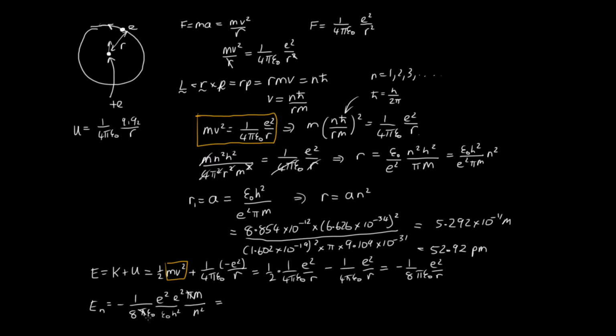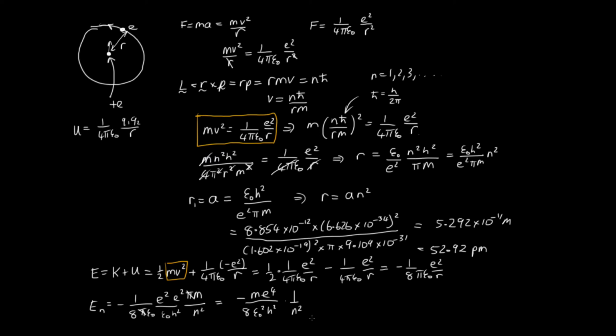These pi's will cancel out, and so we end up with this is equal to minus m e to the 4, that's everything that's left on the top, divided by 8 epsilon naught squared h squared times 1 on n squared. So this gives us an expression for the energy levels. So what I'm going to do now is clear the screen, and then we'll look at the energy levels in a little more detail.